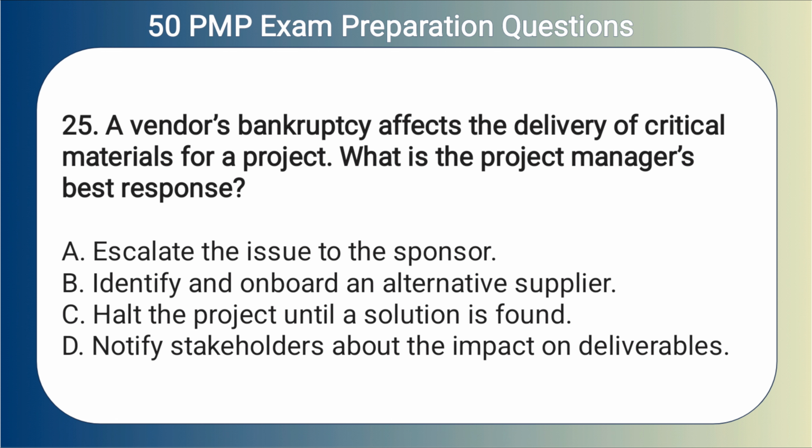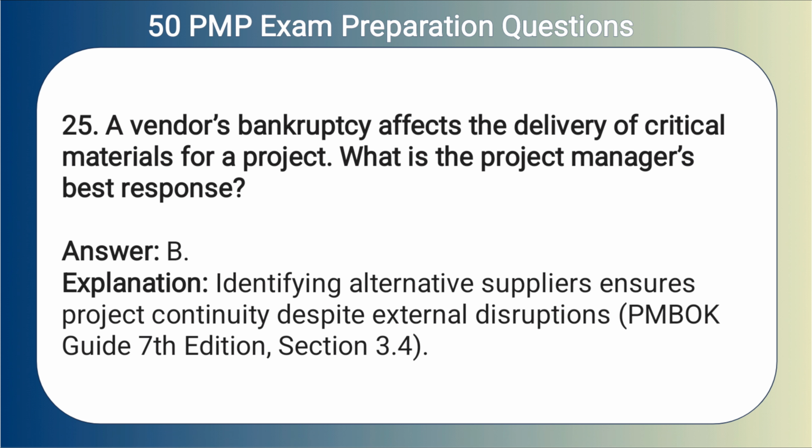25. A vendor's bankruptcy affects the delivery of critical materials for a project. What is the project manager's best response? A. Escalate the issue to the sponsor. B. Identify and onboard an alternative supplier. C. Halt the project until a solution is found. D. Notify stakeholders about the impact on deliverables. Answer: B. Explanation. Identifying alternative suppliers ensures project continuity despite external disruptions.